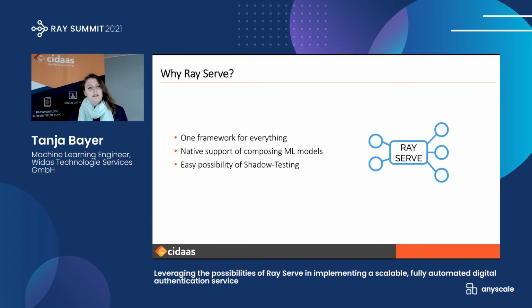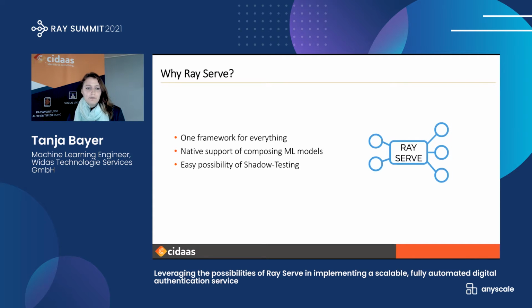So then we started implementing a first skeleton of our process in Ray Serve. We also had some discussions with members of the Ray development team, and we quickly came to a decision, instead of using plain Ray Core, to use Ray Serve for implementing our architecture. There were several reasons for that. One of the reasons was that we could use one framework for everything. With Ray Core, we would have needed an additional HTTP server, and Ray Serve already provides the HTTP server for us.